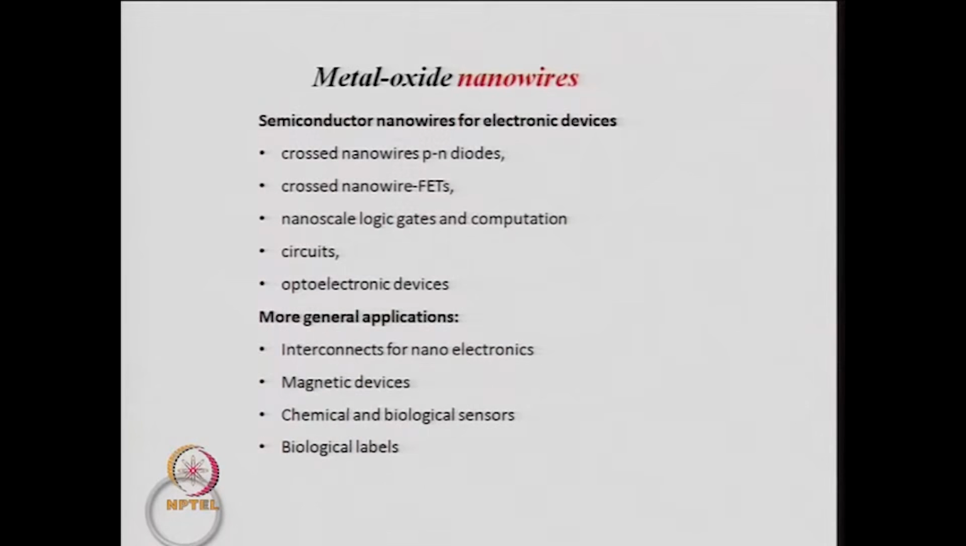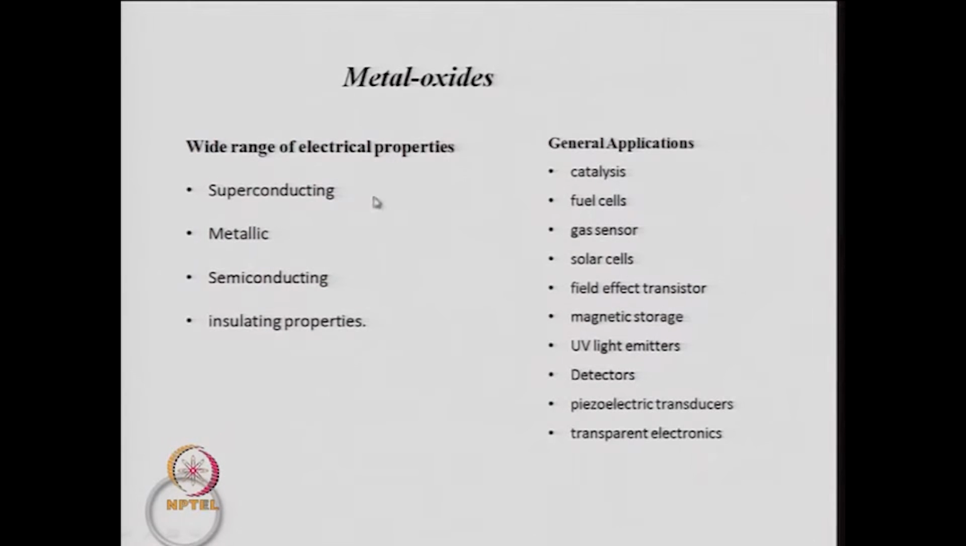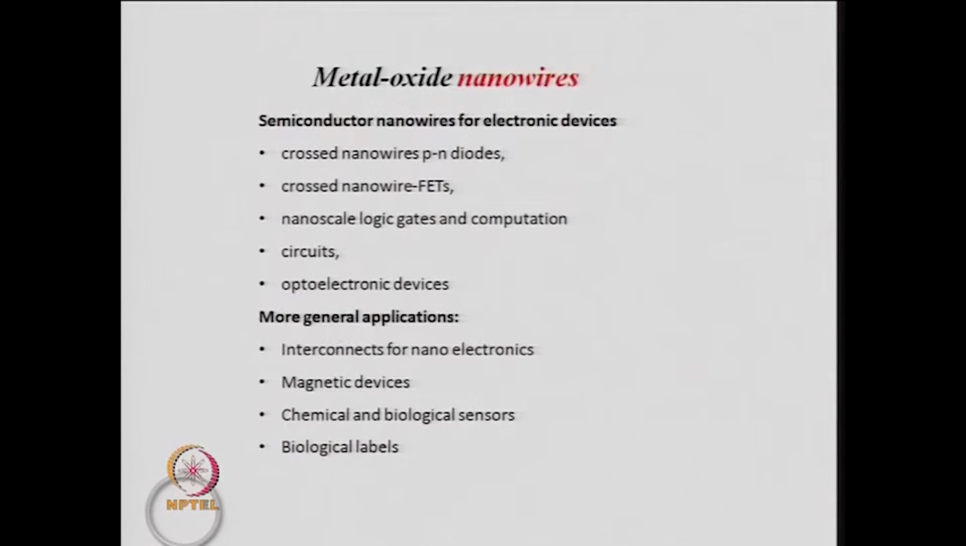Now, what we discussed here are general properties, electrical properties of metal oxides. We have not discussed nanowires as such, and these are general applications of metal oxides either in their bulk form or in their nanostructured form. But when we come to nanowires, metal oxide nanowires have some specific applications.